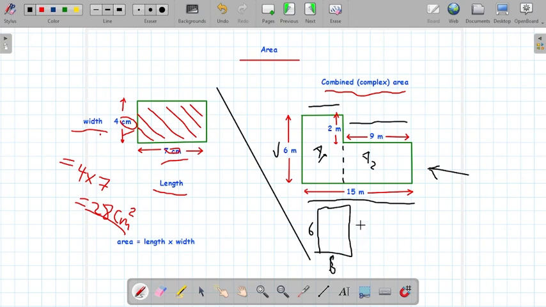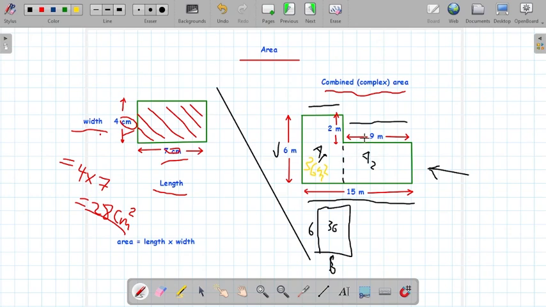It means that the area of this shape will be 6, which is the length, times the width, which is 6, so 6 times 6 is 36. So the area of this shape is equal to 36 and what? Meter square. Now let's go to area 2.